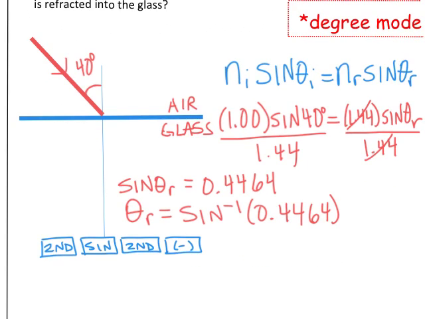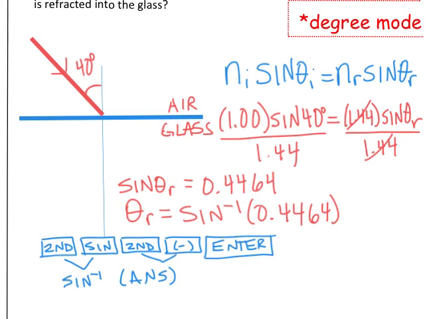So on your calculator, you want to hit the second button and then sine, and this will give us the inverse sine, and then follow that with hitting second and then the negative sign key, which is down by the enter button. What this does is it types in the stored answer from the previous problem that we did right here. And then you can hit enter, and you should get a refracted angle of 26.5 degrees.